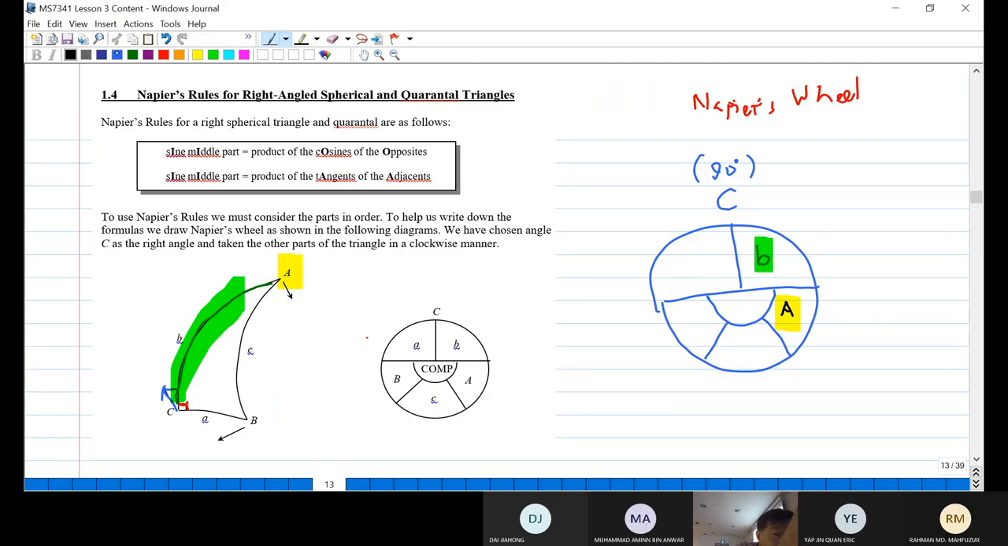Then continue to travel clockwise. This time you'll find that you are at side c now. I use a blue color for side c here. Then afterward, you encounter the angle B. Let me use the orange color here for B.